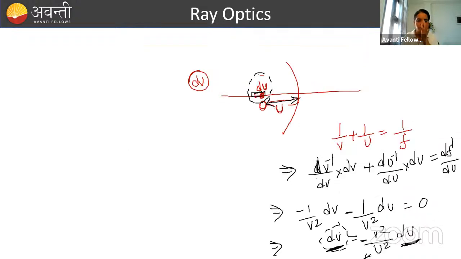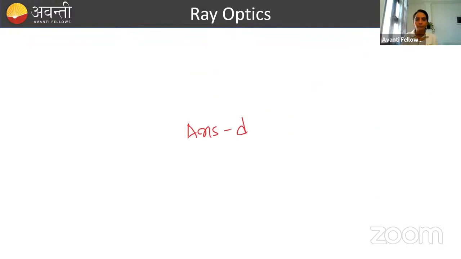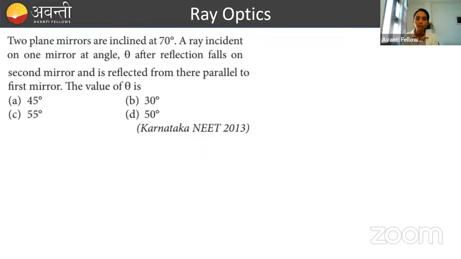Any doubt? Then I will stop. Otherwise, we will move on. So what is our correct answer? Correct answer will be D, right? Any doubt? Okay, fine. Next question, let's move on.